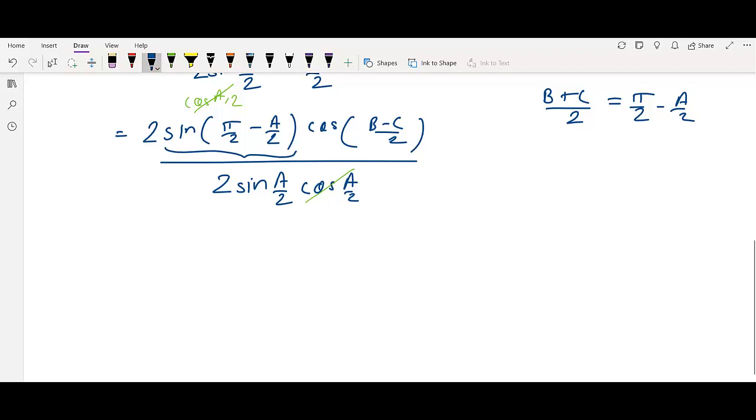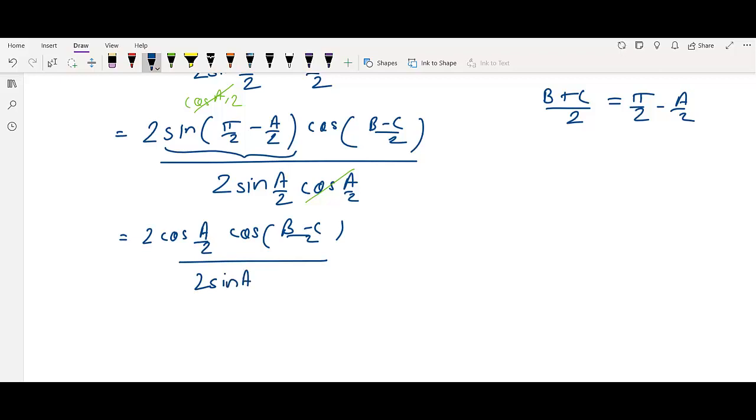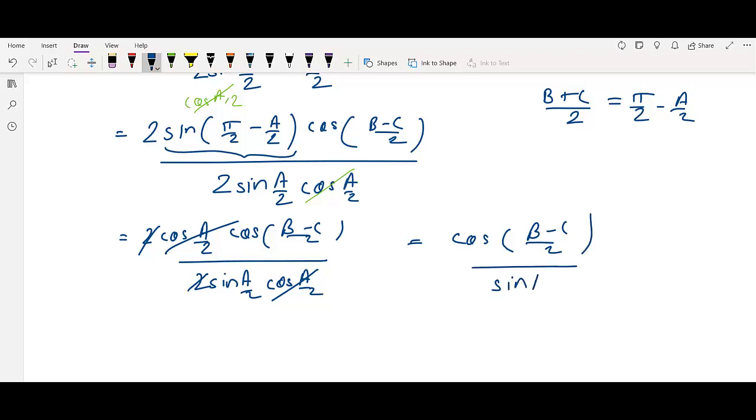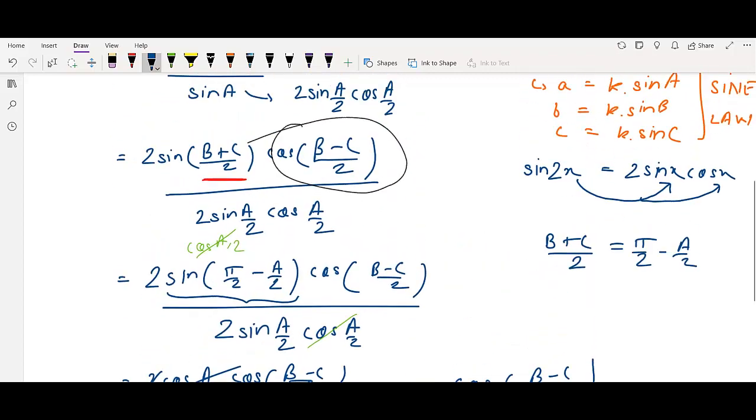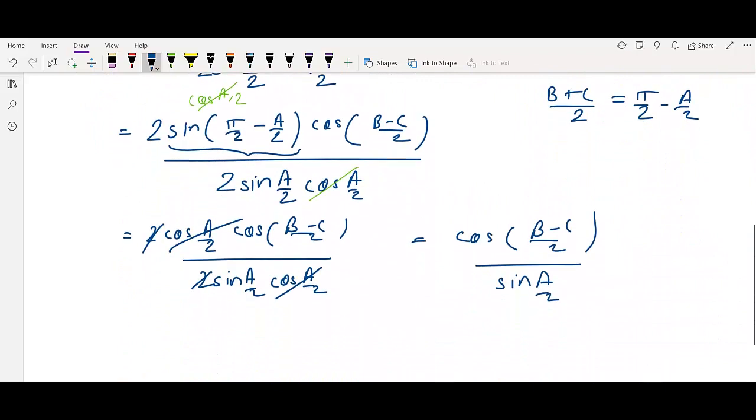Let me write that down again. 2 cos of a by 2 cos of (b minus c) by 2 upon 2 sine a by 2 cos a by 2. So the cos a by 2's cancel out and the 2's also cancel out. So I'm left with cos of (b minus c) by 2 upon sine a by 2, right? And also let us keep track of the left hand side. On the left hand side we had, let me check, (b plus c) by a, right? (b plus c) by a.